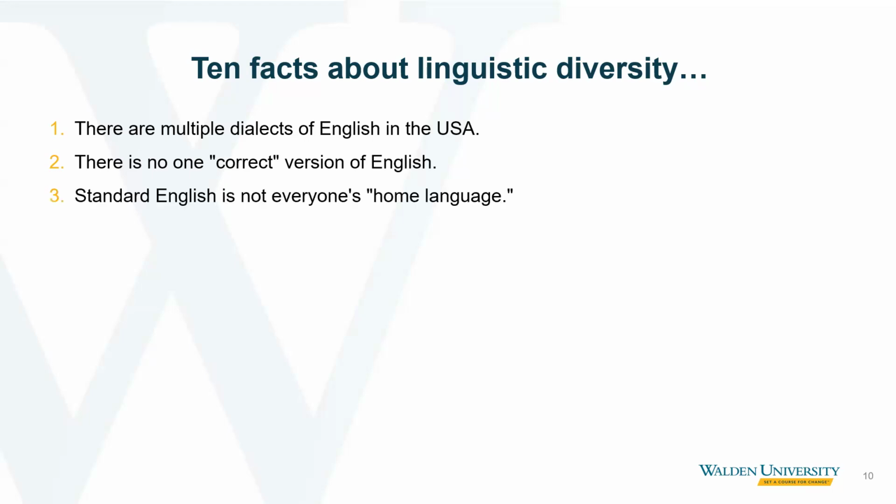Number 3, Standard English is not everyone's home language. It's no surprise then that people across the country grow up speaking different dialects of English as their home language. It can look as simple as people who say soda, soft drink, pop, or Coke, or saying that someone is getting down from the car instead of out of the car. Or how about the difference between throwing a birthday party or making a birthday party?